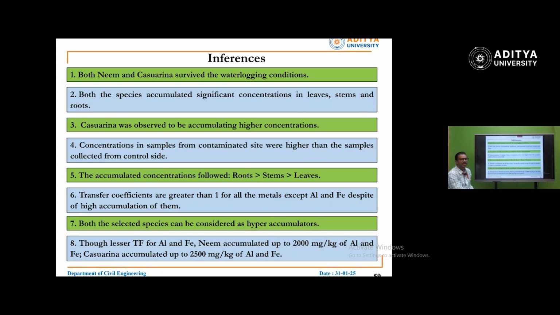Both neem and casuarina survived the waterlogging conditions, but casuarina showed better performance, and both the species have significant concentrations accumulated in leaves, stem as well as the roots. So this is the order of the accumulation, and transfer coefficients are greater than 1. That means if transfer coefficients are higher than 1, they can be considered for phytoremediation studies, and even they can be considered as hyperaccumulators. That means they selectively accumulate huge amounts of metal.